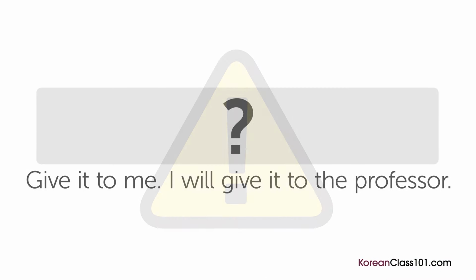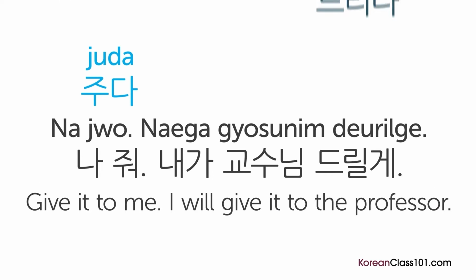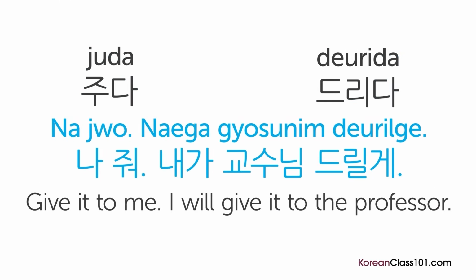Here's a challenge. How can you say to your friend, give it to me, I'll give it to the professor? That's right. We need both 주다 and 드리다 for these sentences. 주다 for the first sentence and 드리다 for the second sentence. So you'll get 나 줘, 내가 교수님 드릴게, meaning give it to me, I'll give it to the professor.